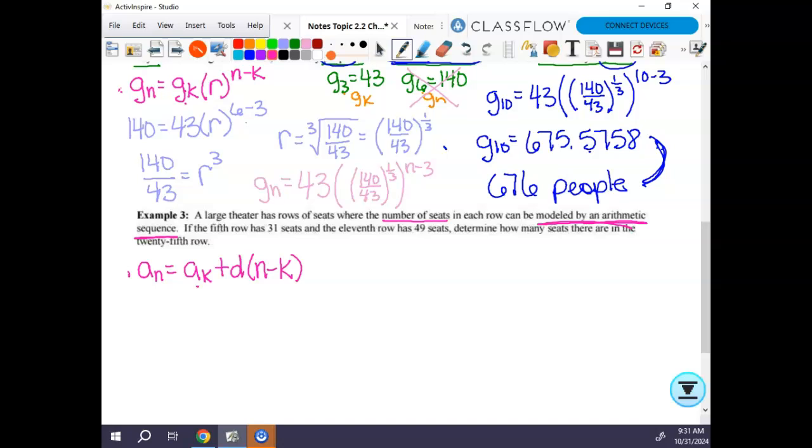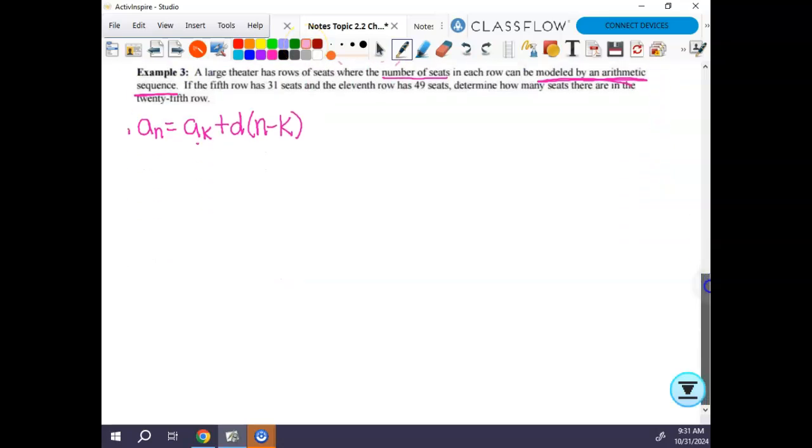All right, so then we keep reading, and it says, if the fifth row has 31 seats and the 11th row has 49 seats, how many seats are there in the 25th row? Okay, so we need to find an A sub n first. What is my n value? The row number or the seat number? The row number. Okay, so A sub 5 is 31, and A sub 11 is 49. And then I'm going to label them. 5, 11, that's in order, so A sub k, A sub n.